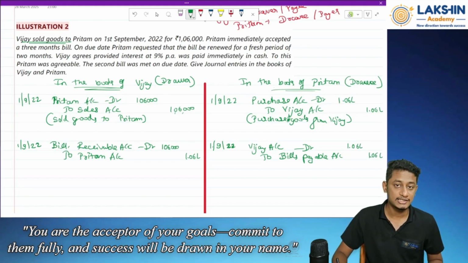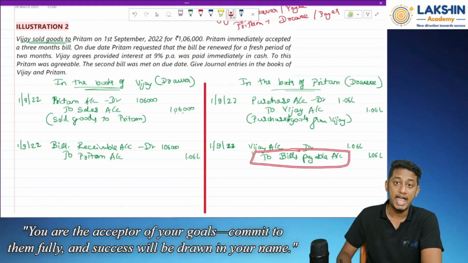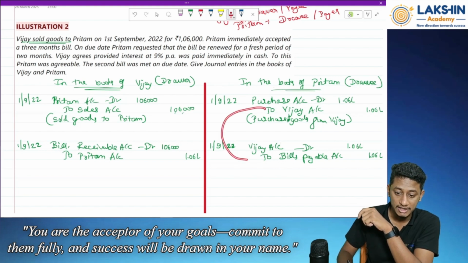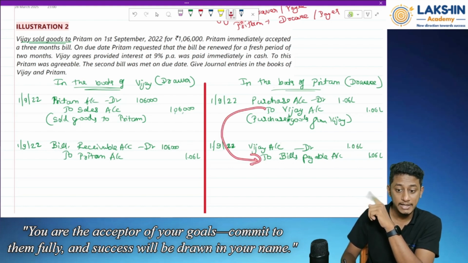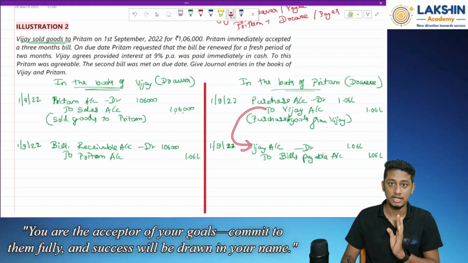This entry we had seen in the theory part, right? I am creating a bills payable account. Why? Because it's a liability. I am supposed to pay tomorrow. So I am opening a new account called bills payable, transferring whatever balance was there in Vijay's account to bills payable account, and whatever Vijay's account was there, I am reversing it off by debiting it. This is how I pass the entry.